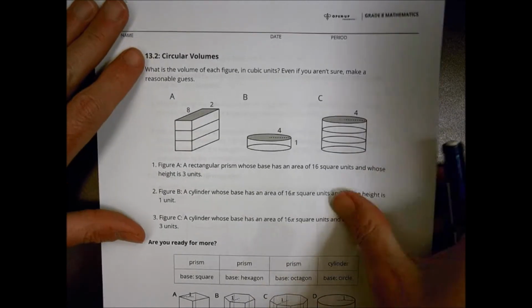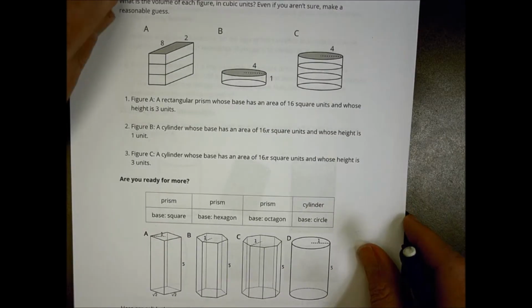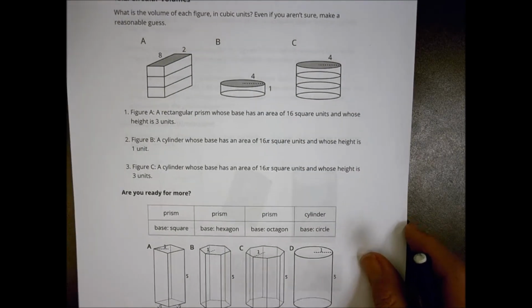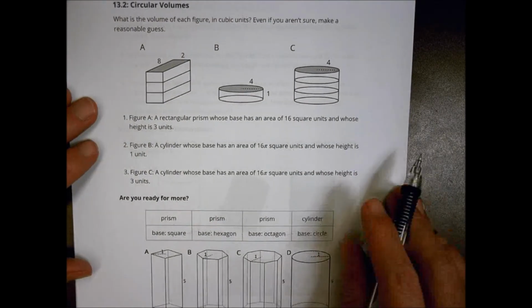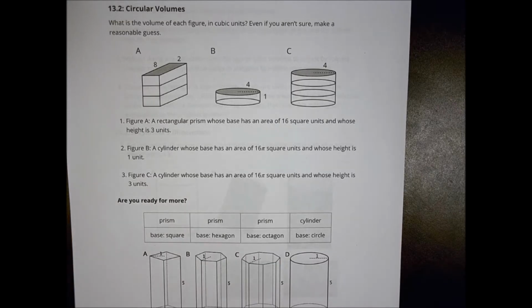In the next activity, we're looking at circular volumes. It says, what is the volume of each figure in cubic units? Even if you aren't sure, make a reasonable guess. And that's just fine. We're just taking a reasonable guess here to see how close we can get and what we know about different volume measurements.